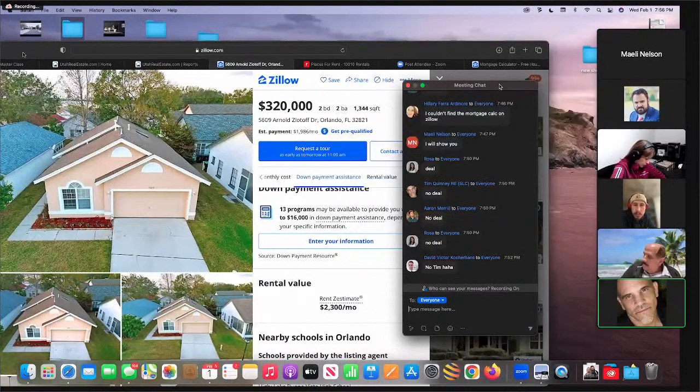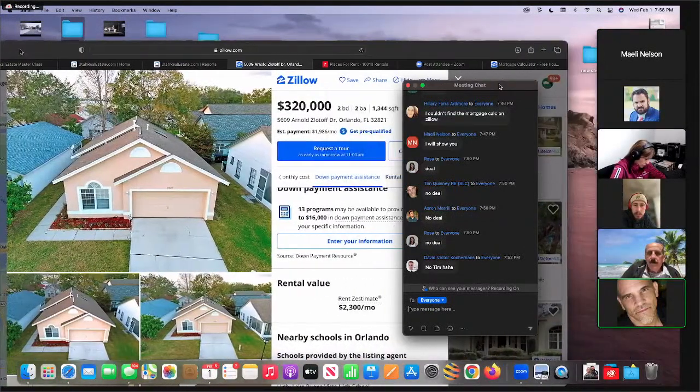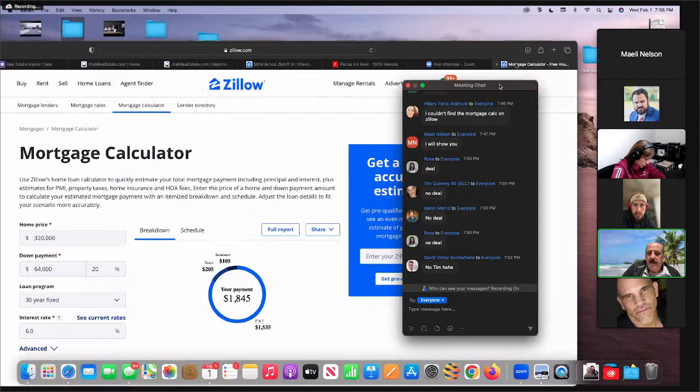But we're only a couple off. We're not too far off. Here, I came up with 270. Is that what you came up with? That's what I came up with. 270 as the cash flow.